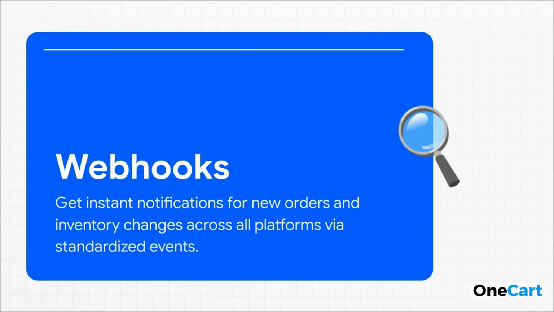But what about getting information right now? You can't wait 5 minutes to find out you have a new order. That's where something called webhooks comes in. It's the difference between you calling the pizza place every 2 minutes to ask, is it ready yet? Versus the pizza place just sending you a text the second it's out of the oven. The platforms instantly tell you when something happens, a new order, an inventory change, whatever. And that is absolutely critical for preventing you from selling an item you just ran out of.